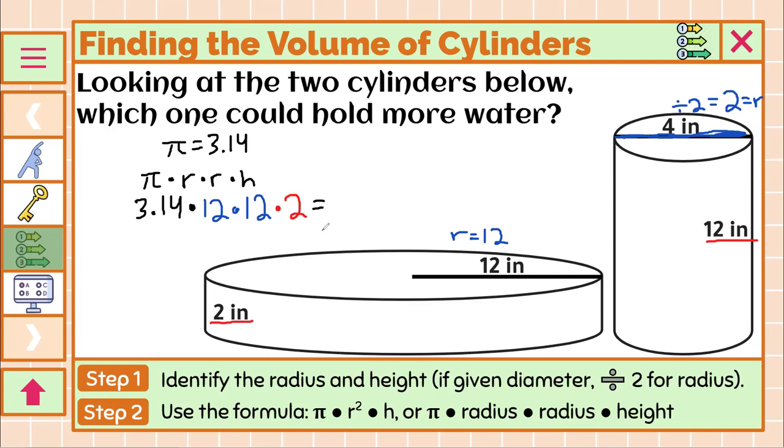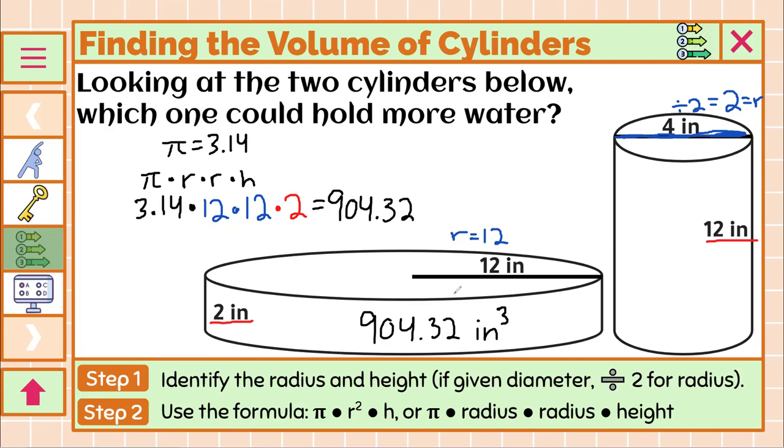So 3.14, let's see, times 12 times 12 times 2, I get 904.32. So that is my first cylinder, 904.32. And this was in inches, so that's inches cubed, or inches to the power of 3. Cubed meaning I can fit 904, a little bit more than that, little cube blocks into this whole cylinder.